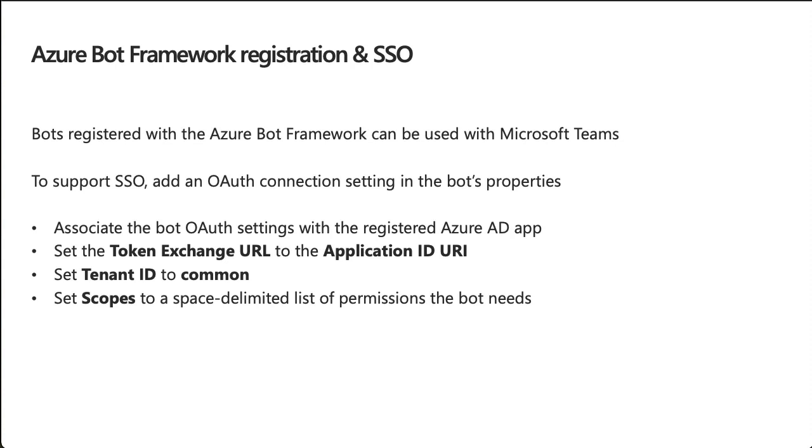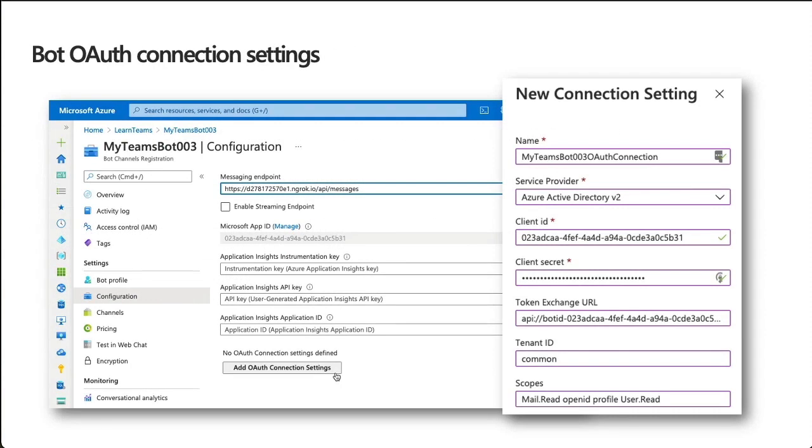Now there's some other work that we have to do as well. For a bot to support SSO, I'm also going to have to update the bot's OAuth connection settings. This process associates the bot with the authentication provider, Azure AD: the Azure AD application that's associated with the bot, the application's ID URI, and the permissions the bot needs to obtain an access token for. So this is all done within the bot settings screen in the Bot Framework. Here's what this looks like.